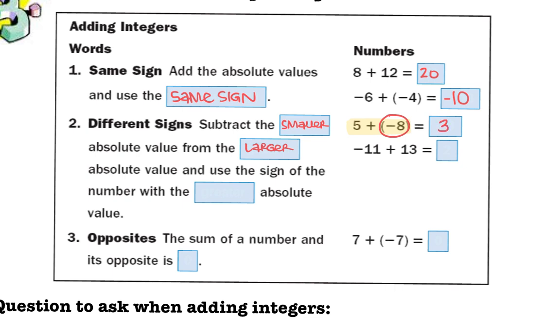And then we use the sign of the number with the larger absolute value. In other words, whichever number is further from 0, the sign that that number has is the sign that we keep. So the -8 is further from 0. It's negative, so my answer is negative. If we look at the next example, we have -11 and 13. We know that 13 is the one that's further from 0, so we would do 13 minus 11, which is 2. The 13 is positive, so my answer stays positive.